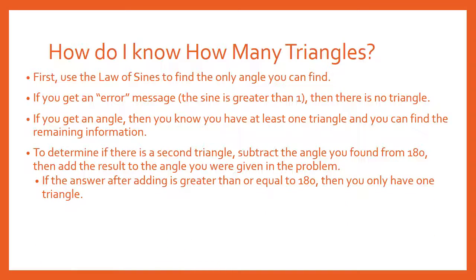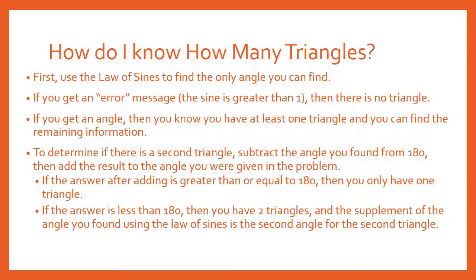In other words, you find its supplement and add that to the angle they gave you in the problem. If when you add them together you get 180 or more, then you're not going to be able to form a second triangle. You only have one triangle and you just need to find that. If the answer is less than 180, you will have two triangles. And that supplement that you found in the first step is going to be the second angle for that second triangle. So you will have a second angle for the first triangle, a second angle for the second triangle, and then you just find the remaining information.